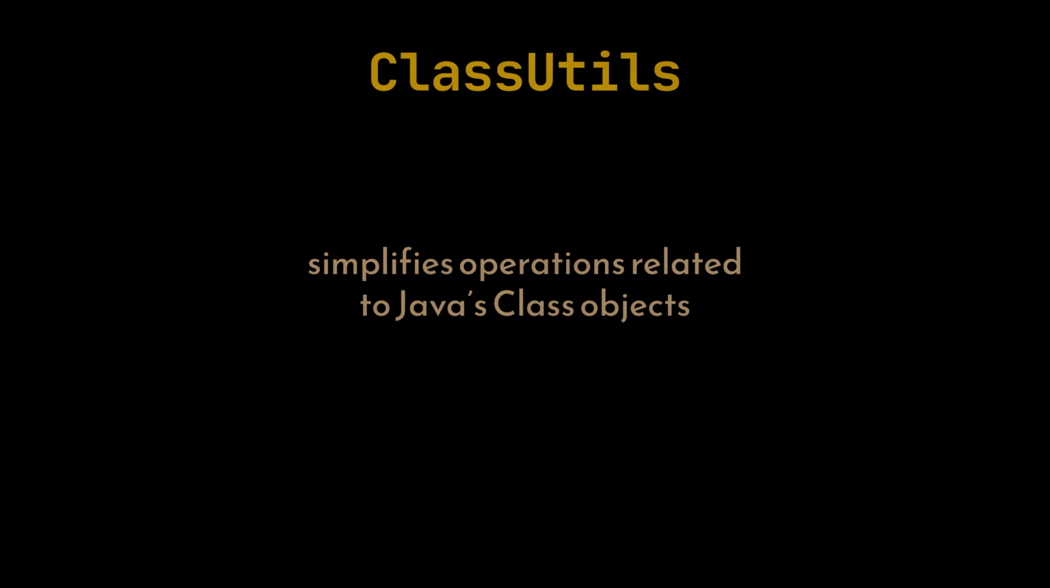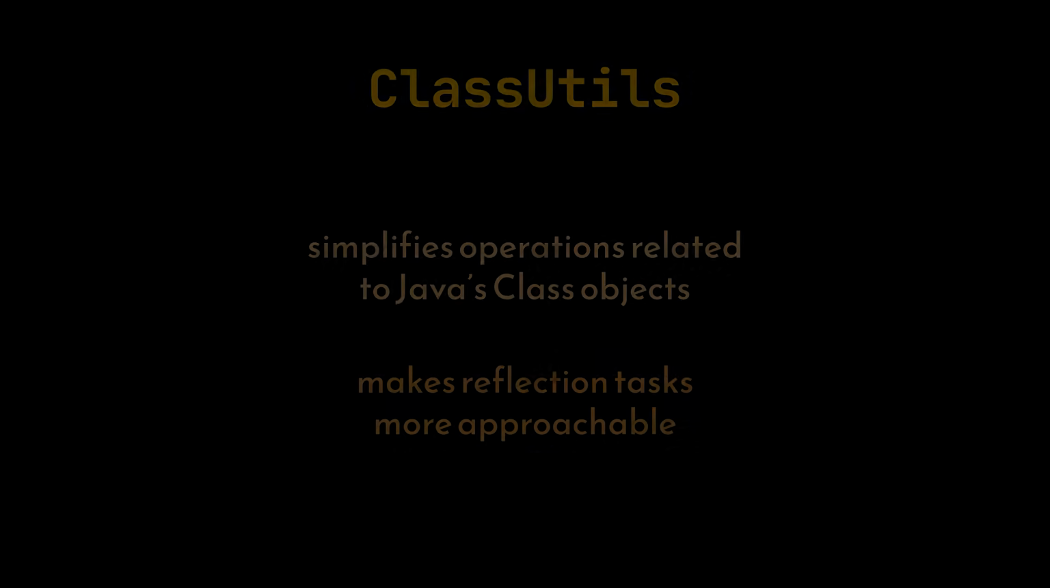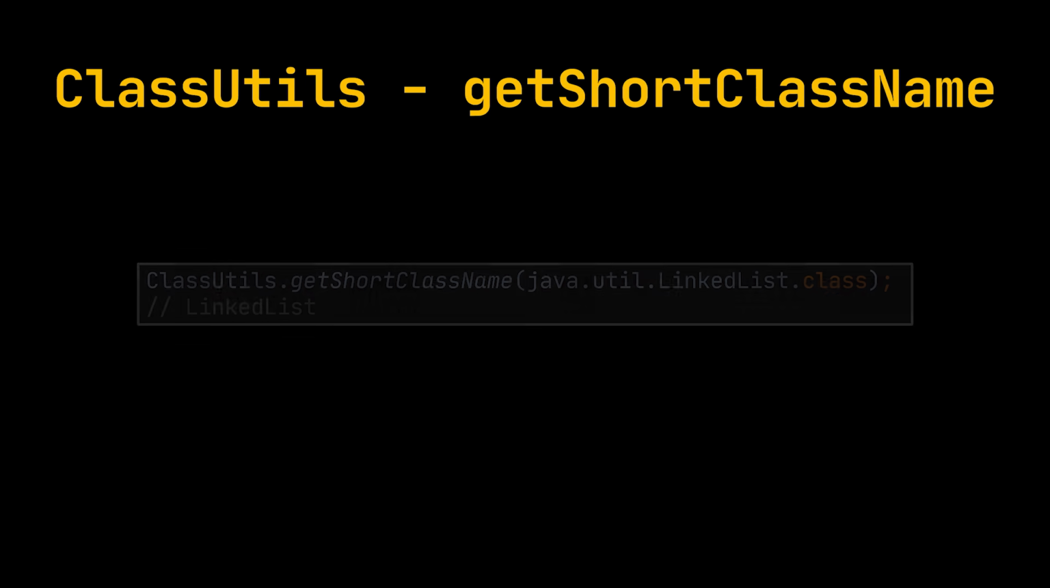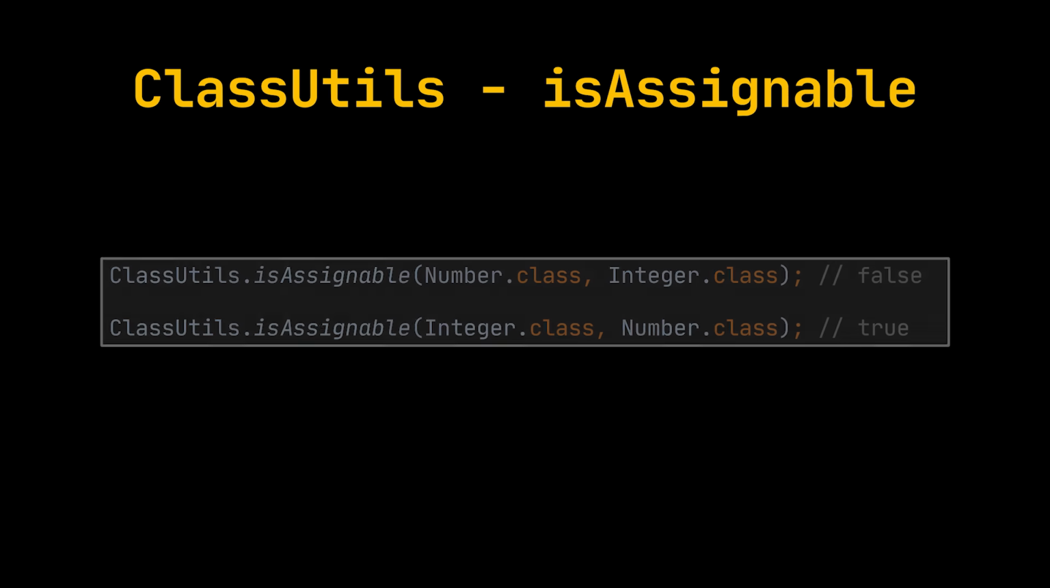The ClassUtils class simplifies operations related to Java's class objects, making reflection tasks more approachable. For instance, the getAllInterfaces method retrieves a list of all interfaces implemented by a given class. For example, if a class implements the Serializable and Comparable interfaces, this method will return both in a list. The getShortClassName method returns an abbreviated name for a class, so calling it on java.util.LinkedList would return just LinkedList, improving readability in debugging or logging scenarios. The isAssignable method checks if one class is assignable to another, such as determining that Integer is assignable to Number but not the other way around.